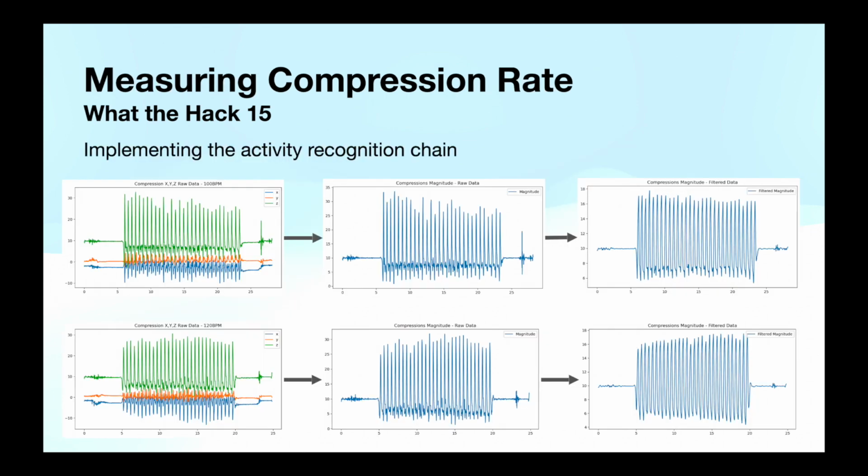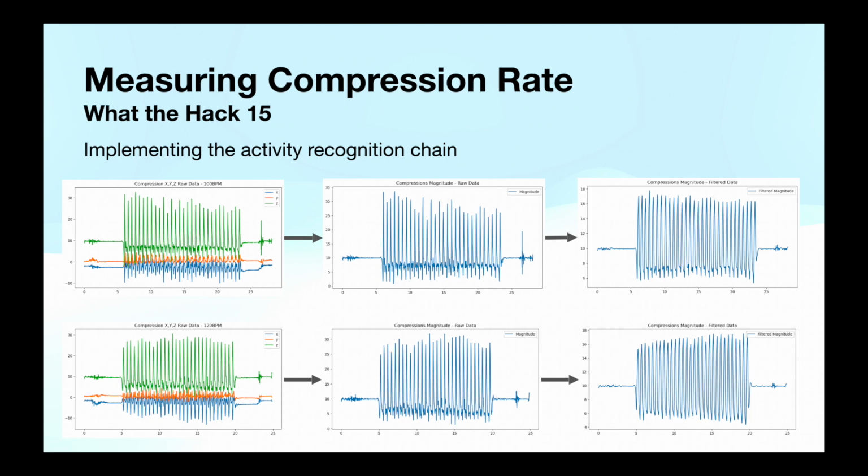In order to obtain a consistent process for detecting compressions, we implemented the activity recognition chain. Our first attempt was gathering compressions at a variable depth, but at consistent rates using a metronome to track rhythm. We started with 100 beats per minute and 120 beats per minute, since this is our target range.